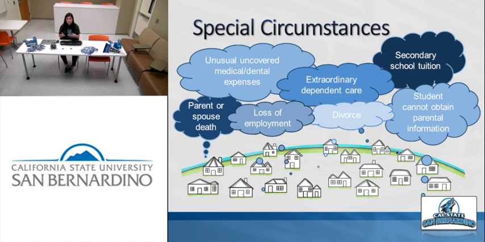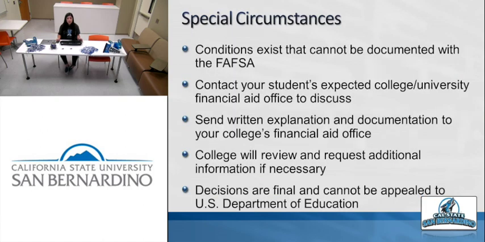Special circumstances we assist with include loss of employment, if you lose your job from the time that you submitted the FAFSA or from that tax year. You want to make sure you reach out to us. If there's a death in the family, a divorce, if you're having issues with housing, you want to make sure you reach out to us because we can help you with the special circumstance. Also conditions that exist that cannot be documented with the FAFSA. So that's kind of going over what special circumstances we assist with.